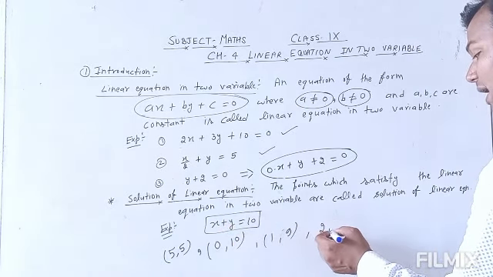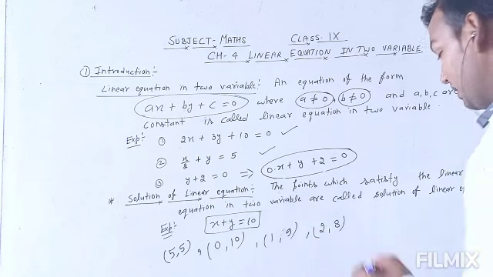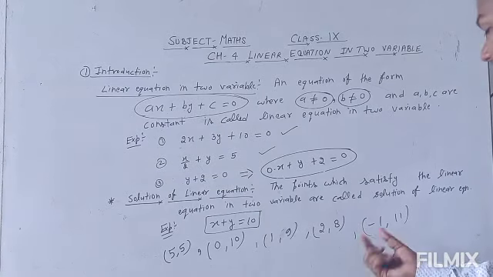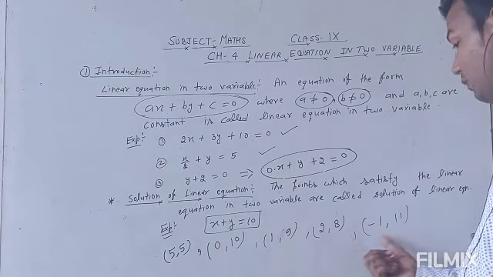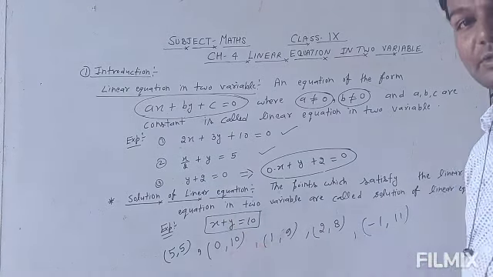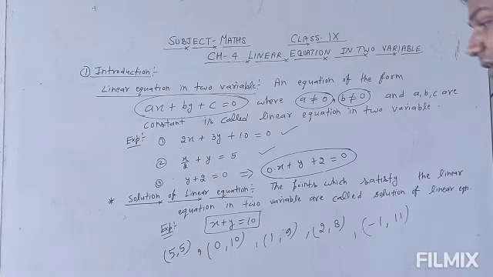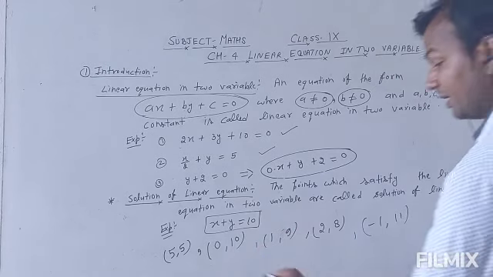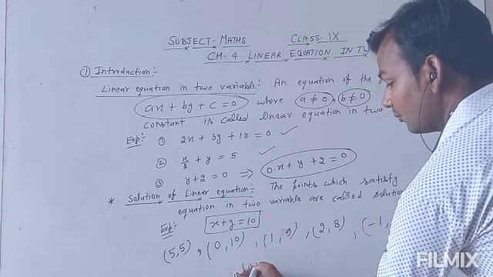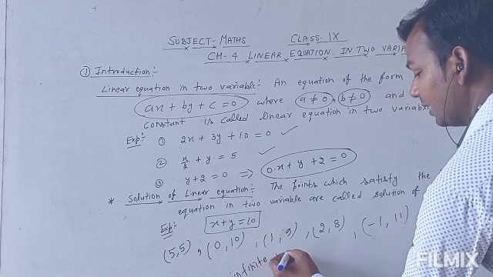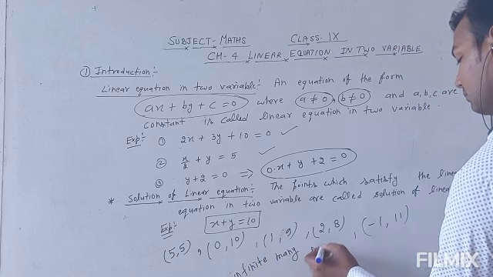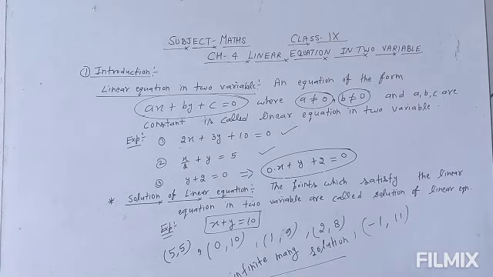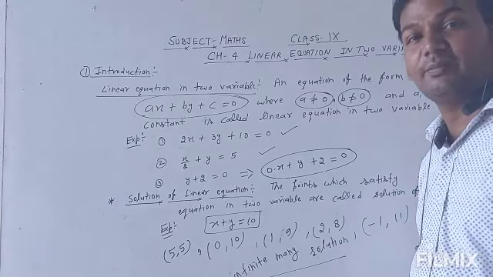Okay, (2, 8) is also a solution. Okay, (minus 1, 11) is also a solution because when you replace the value of x with minus 1 and the value of y with 11, it will give 10 as the answer. Okay, so a linear equation in two variable has infinitely many solutions. So a linear equation in two variable has infinitely many solutions.